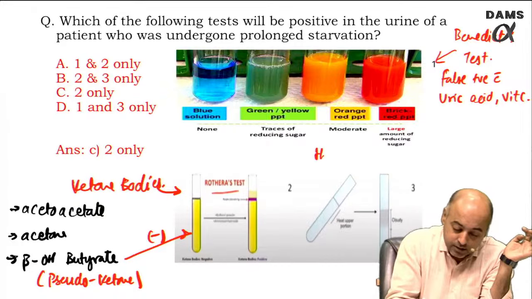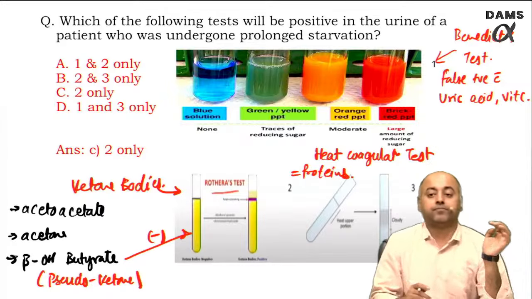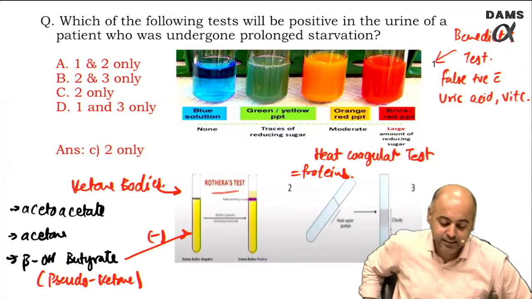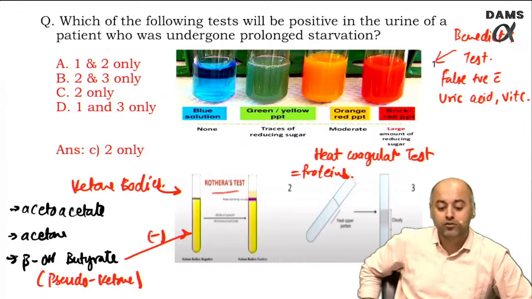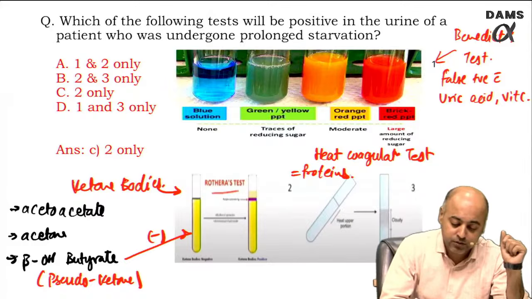The third test is what is known as the heat coagulation test, and this is performed for proteins. It can also detect phosphate, but by adding the glacial acetic acid we can confirm whether the protein is there or the phosphate is there. So there are three important image based tests which can be there.